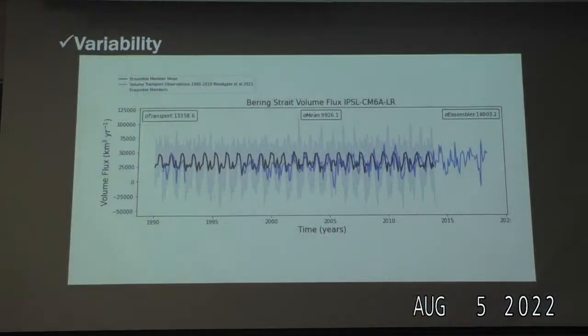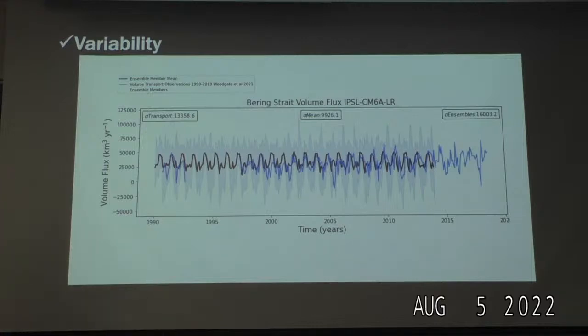So looking at the 7th model, the IPSL model, a little bit more in depth, you can see the large variability between the transport and ensemble members. Once again, we're comparing the blue to the gray. The black line is the mean of those ensemble members. You can see that the transport observations fall close to the mean, but compared to the rest of the ensemble members, it's not doing a great job.